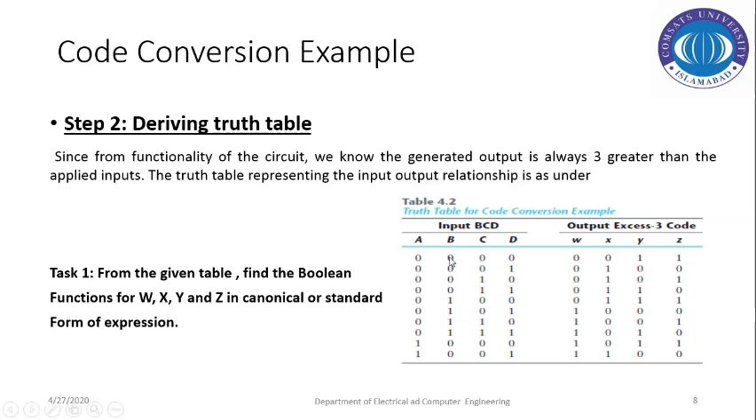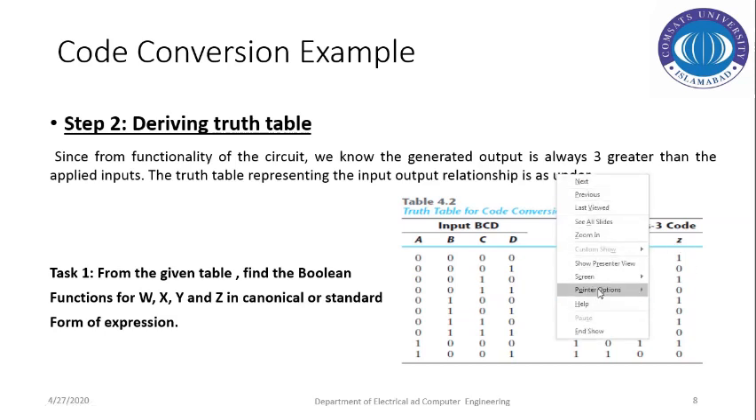If we apply the input A equals 0, B equals 0, C equals 0, D equals 0, this is the BCD code for the decimal digit 0. As I have already mentioned, the output is always 3 greater than the input. So 0 plus 3 equals 3. So the XS3 code for this combination is W equals 0, X equals 0, Y equals 1, and Z equals 1.